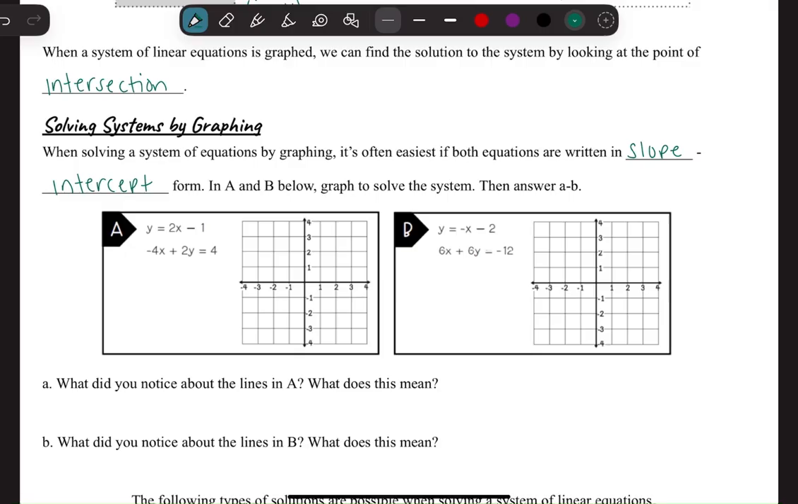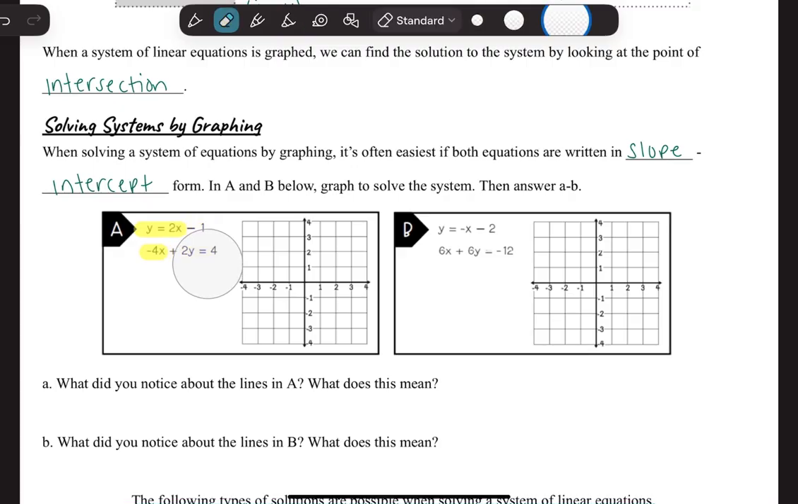In A and B below, graph to solve the system, then answer the two questions at the bottom, A and B. So in A, we have a system. Remember, a system of equations means two or more equations. So our first equation is y equals 2x minus 1. That's already in slope-intercept form. And then our second equation is negative 4x plus 2y equals 4.